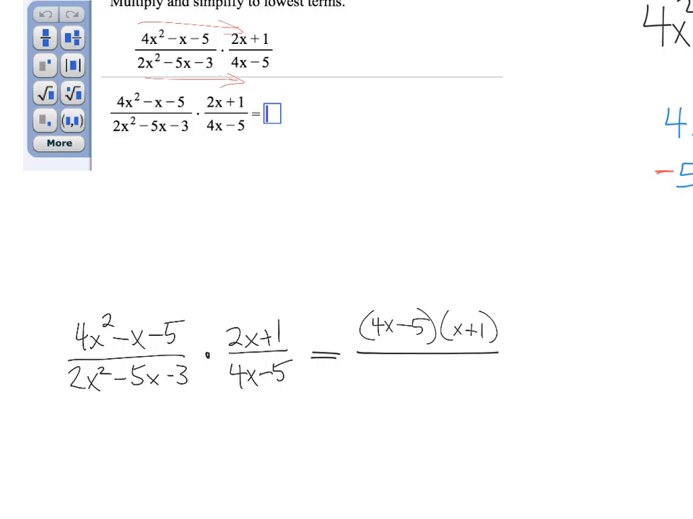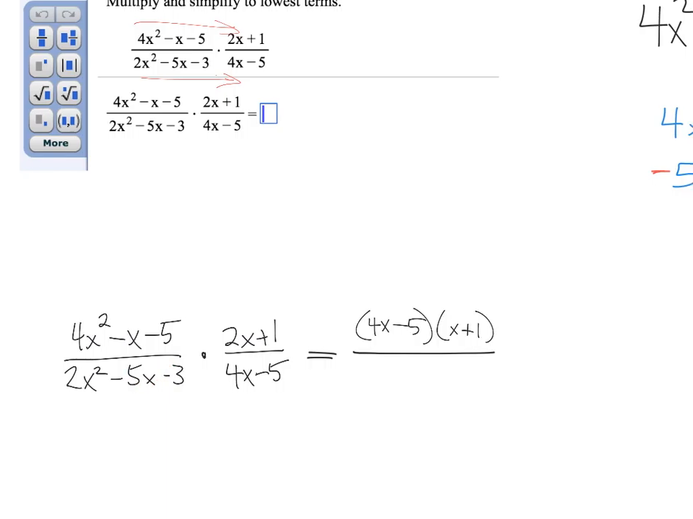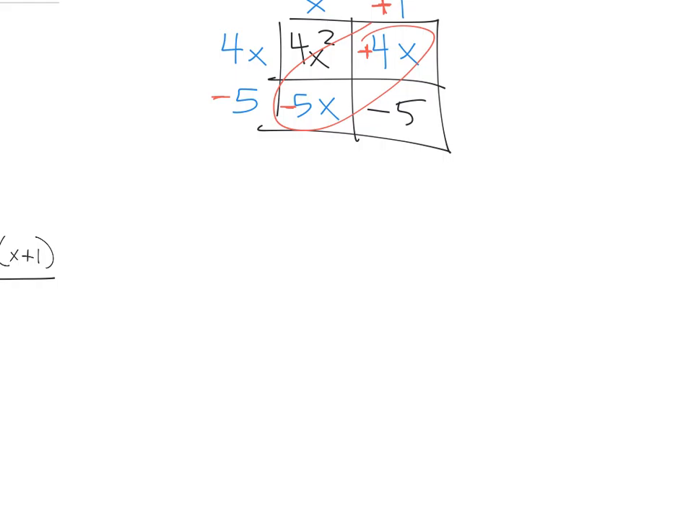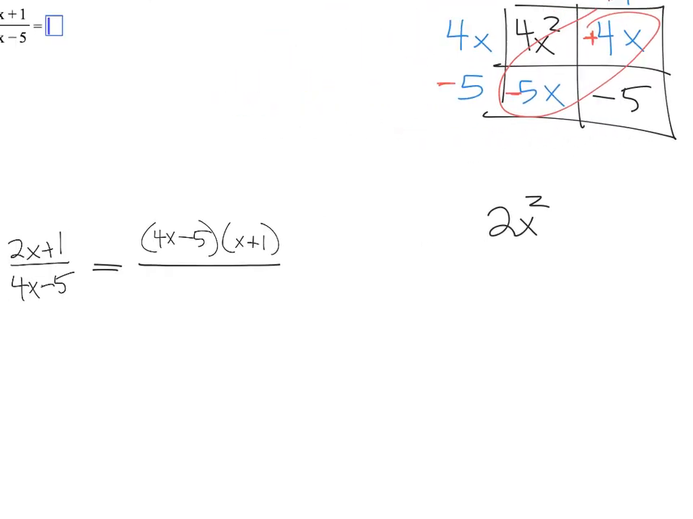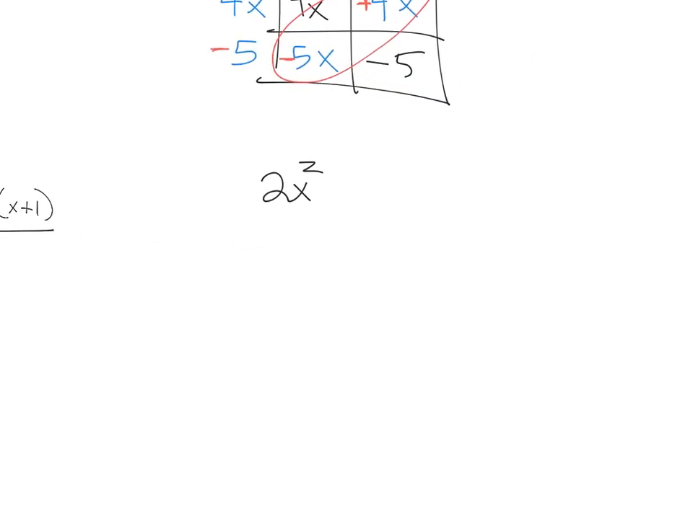All right. So now what we need to do is factor 2x squared minus 5x minus 3. We're going to go over here and factor 2x squared minus 5x minus 3. So once again, we're going to do the box.